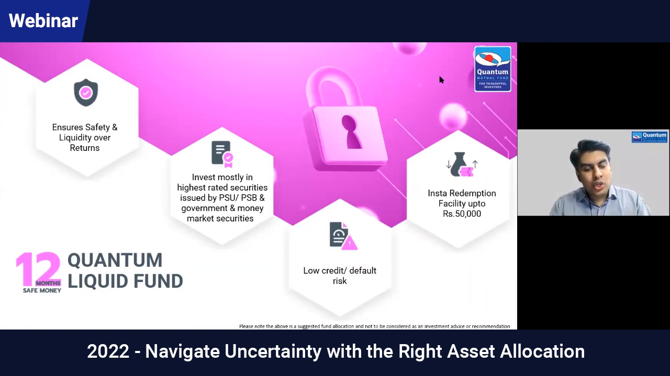There is an insta redemption available up to 50,000 any point in time during the day. Markets open, shut, or the cutoff times are over, you can still redeem instantaneously 50,000 rupees in your bank account to be spent. That's called insta redemption. And as I've said, it only invests in highly rated securities like PSU or public sector banks and government and money market instruments.